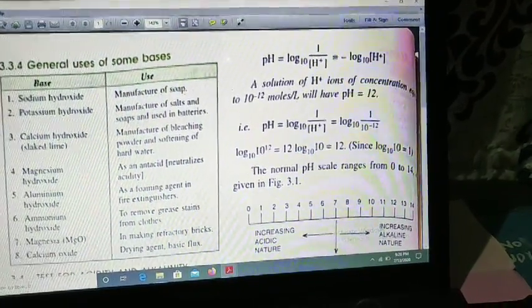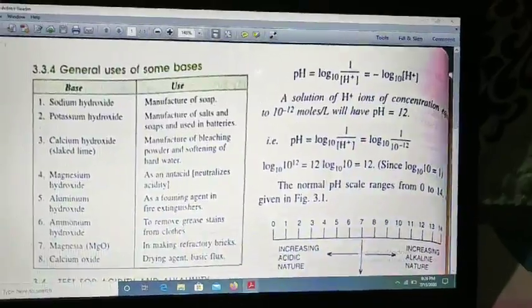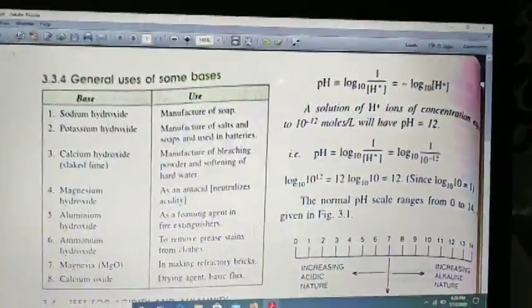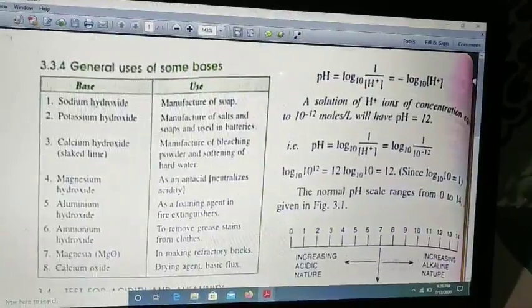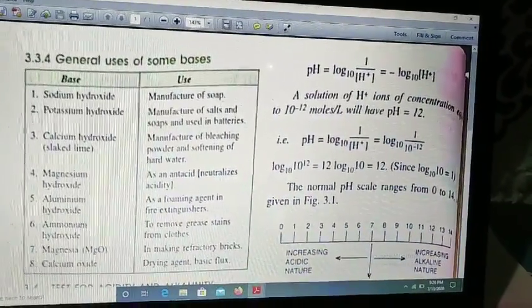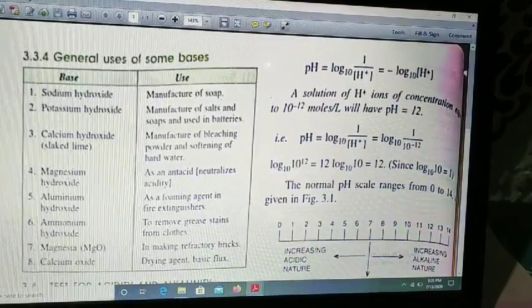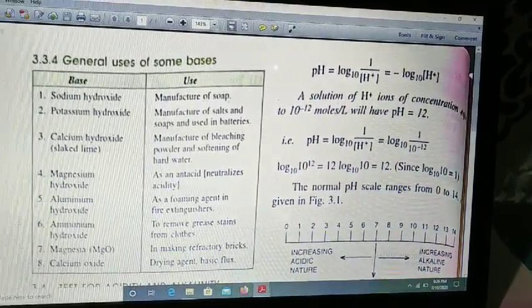Hello students, in our last class we discussed bases and the acidity of a base. What does it mean? We have seen its classification. After that we have seen the preparation of bases, and then we have seen physical properties as well as the chemical properties, that means the different chemical reactions of bases.